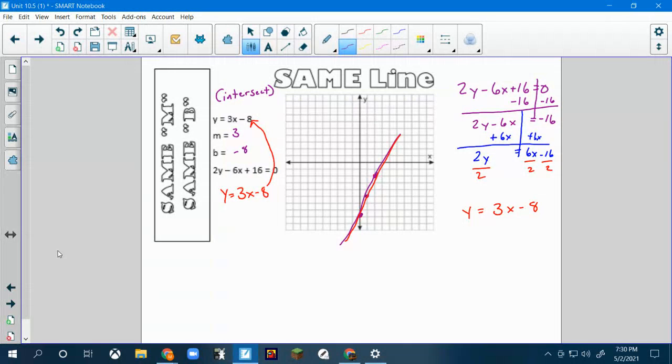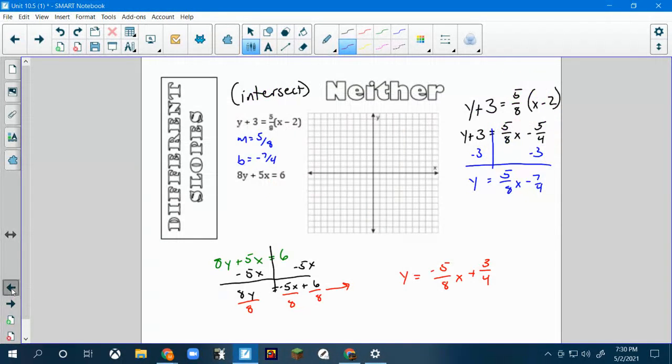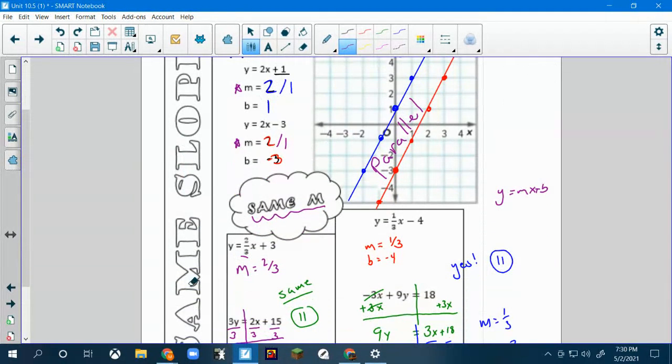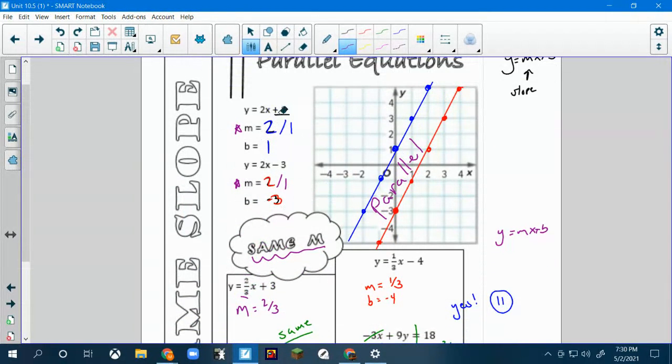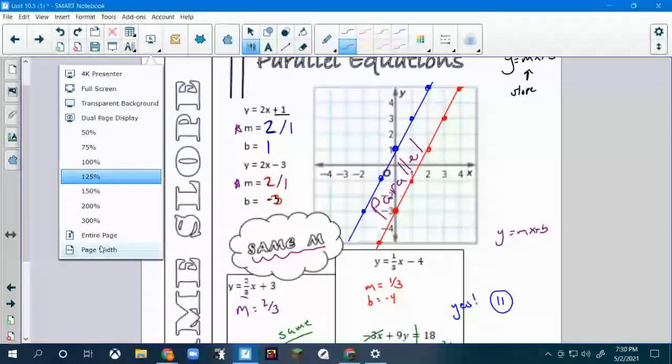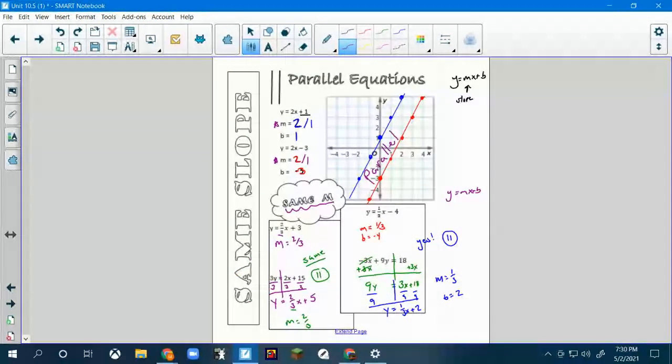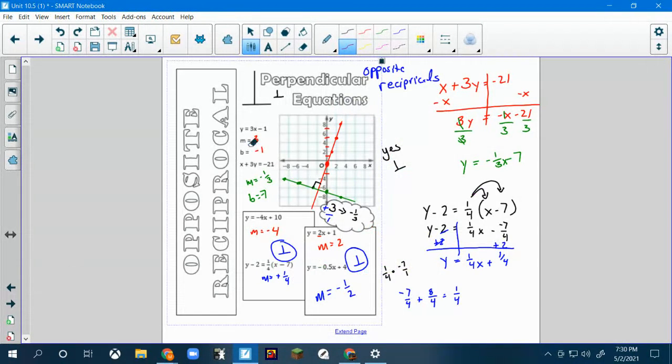So we went through 4 different types of equations here. We had parallel equations where they have the same slope but different y-intercepts, and they become parallel. Let's make this entire page so we can see it all. Parallel. We have perpendicular where they have opposite reciprocals. Positive 3 over 1 becomes negative 1 over 3. We just flip that fraction and make the sign different.